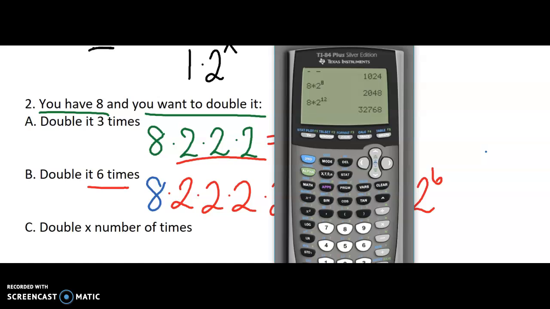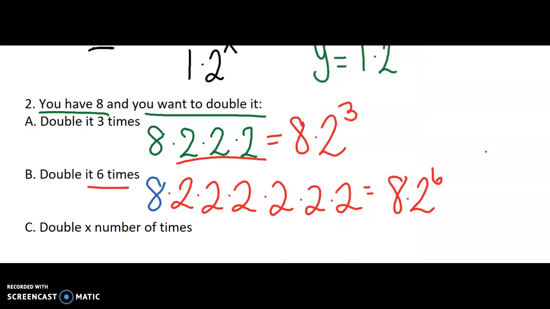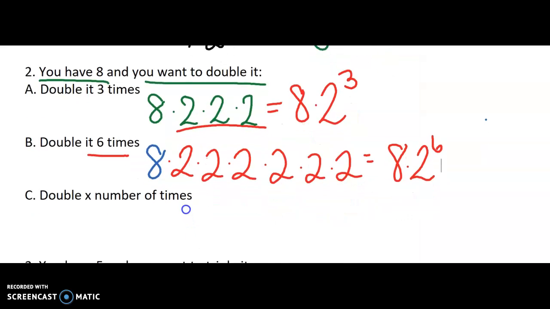The number grew to 32,000. Look at that. This is an exponential function. It is growing very, very rapidly. So, let's go ahead and finish our problem here.